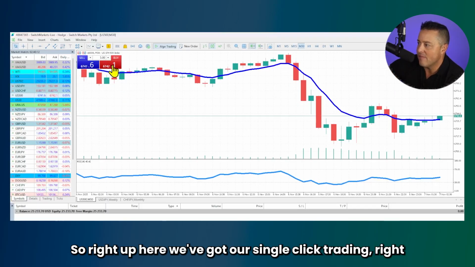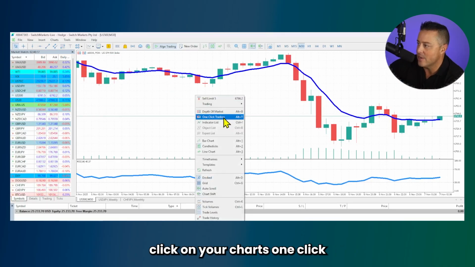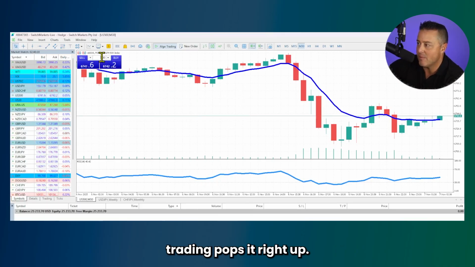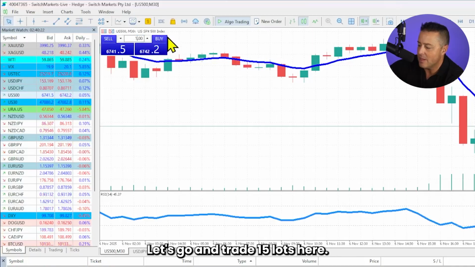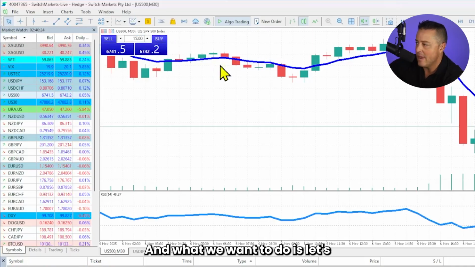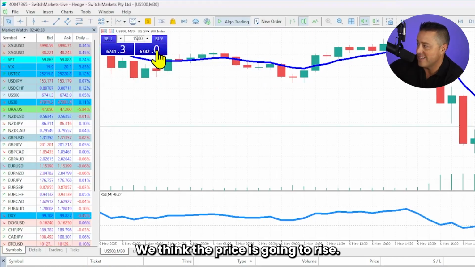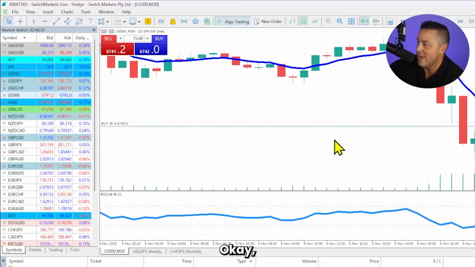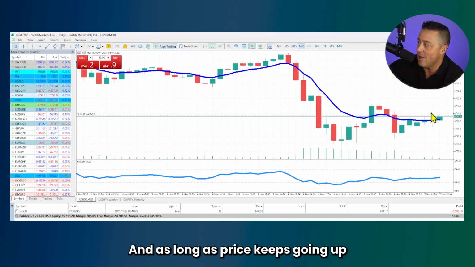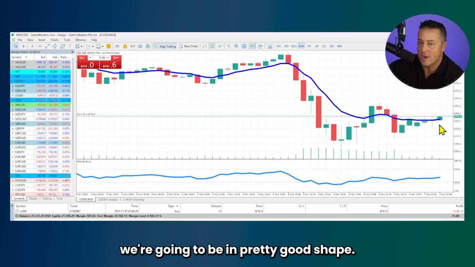So right up here, we've got our single click trading. Right click on your charts, one click trading, pops it right up. Let's take a little bit of a leverage trade. Let's go ahead and trade 15 lots here. And what we want to do is let's go ahead and just buy the market. We think the price is going to rise. Let's go ahead and give it a buy. Okay, we're officially long. And as long as price keeps going up, we're going to be in pretty good shape.